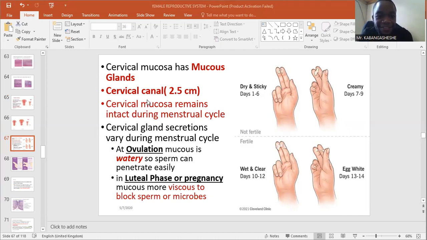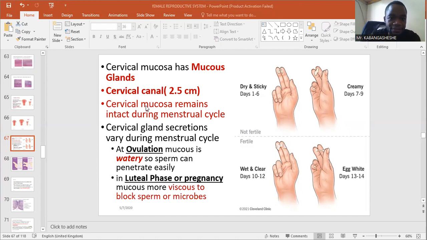Okay, sorry for that. So I was saying 2.5 centimeters in length. Then we find that there are glands there. So there are glands in the cervical canal. So we call those as mucosal glands. Some books call them as Nabothian glands.